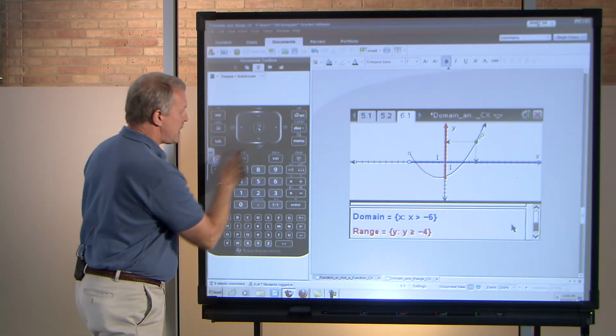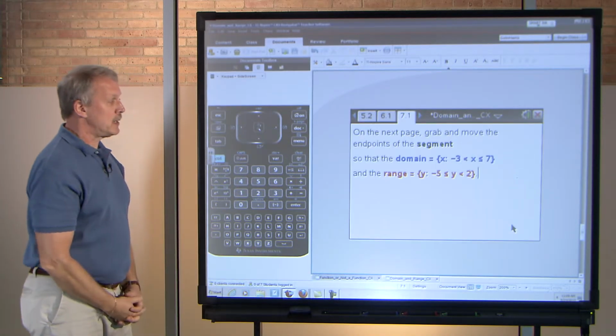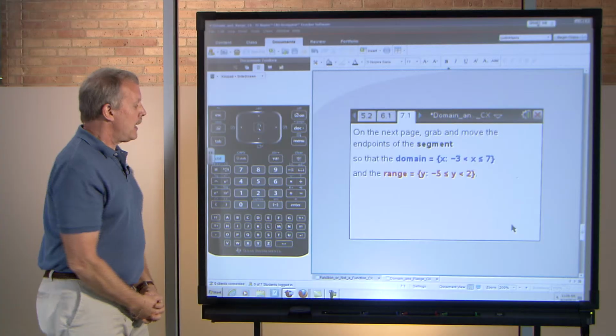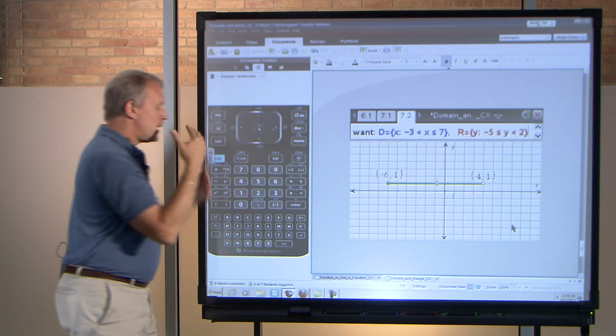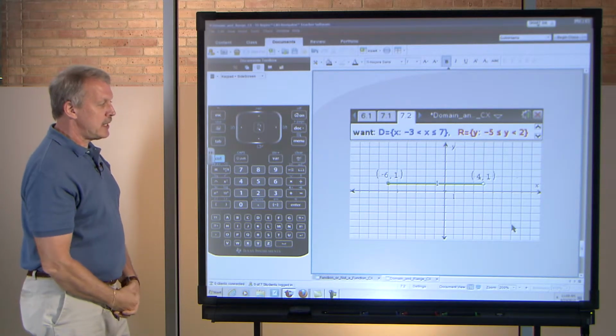The last part of this activity I think is just amazing. Normally, we're given the graph, asked for the domain and range. This one says, here's the domain and range, create the graph to fill that need. And always going backwards is a good idea to get students to really understand the concept.